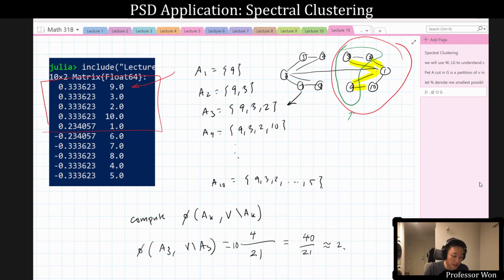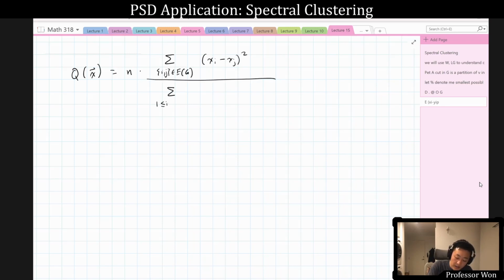The last part of this homework problem, well, it's not a homework problem, but now it's part of the lecture, is to consider the following function, which is n times the following thing. This is the sum over all ij in the edge set of (xi minus xj) squared, divided by the sum over all possible i and j, and let's choose an order, so i is less than j, of (xi minus xj) squared.